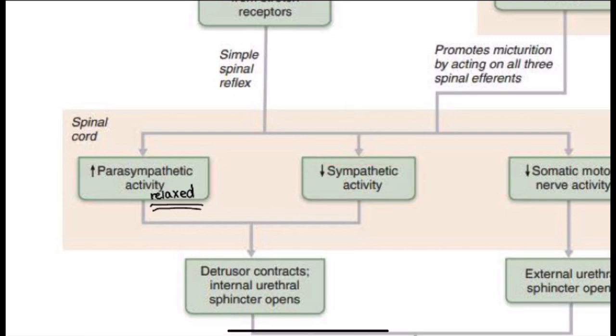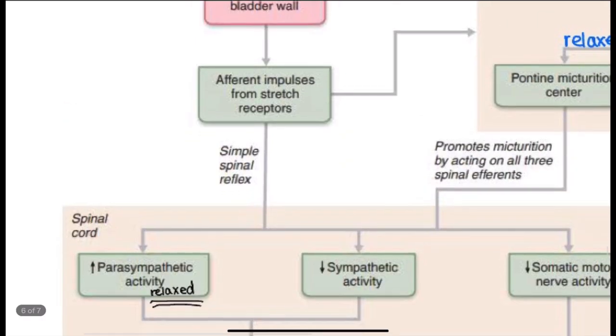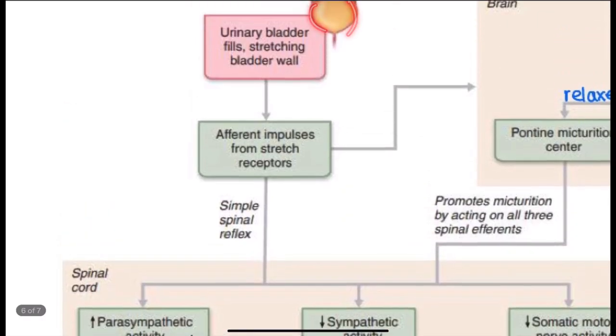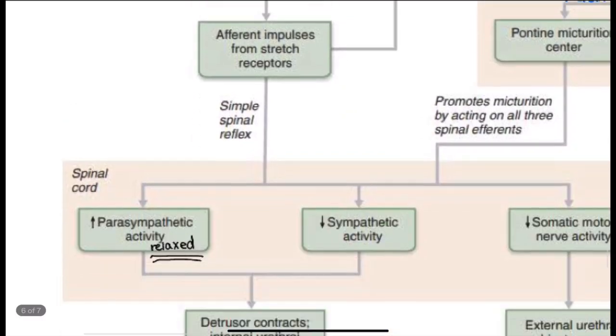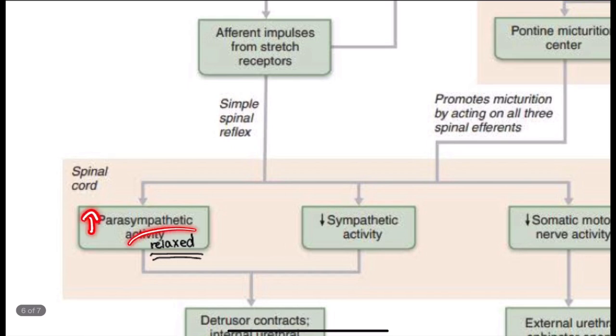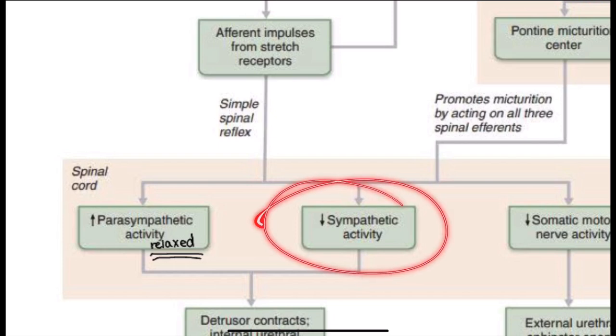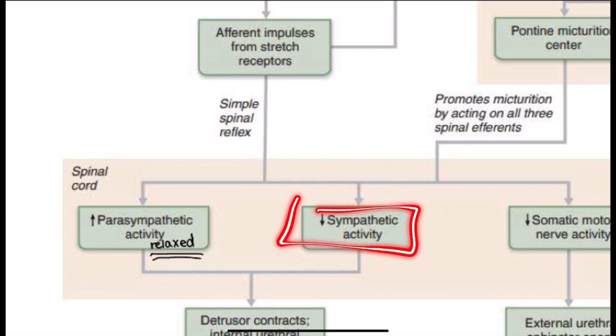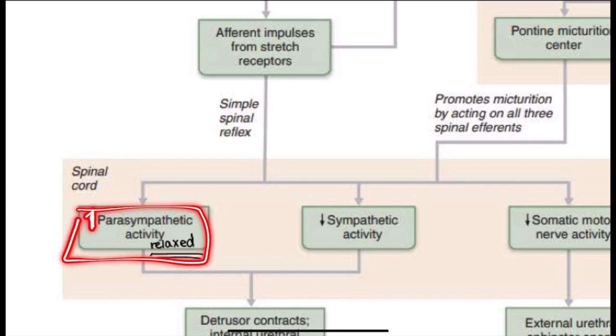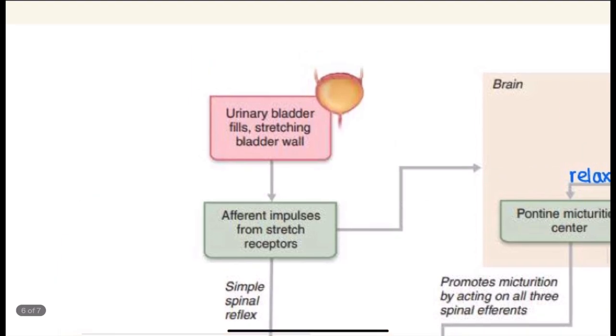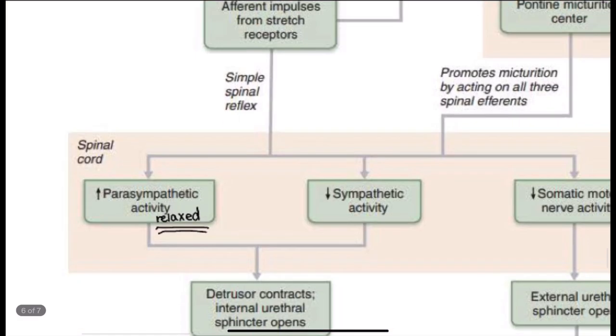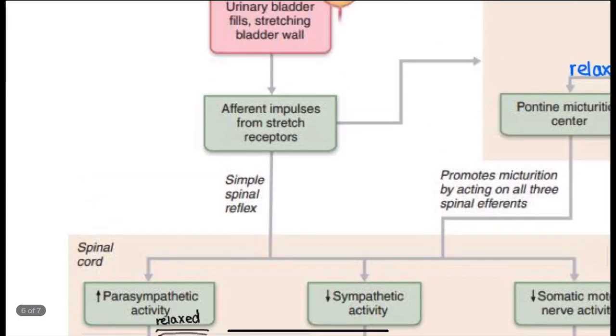Why would the parasympathetic activity increase just because I've stretched the wall of the urinary bladder? Because when you have an increase in the parasympathetic activity, the person is relaxed, and the urination process occurs when a person is relaxed, right? Not when a person has a high amount of sympathetic activity. This is the fight or flight. So you need the person to be relaxed. You need to increase this in order to release the urine, and we're trying to do everything we can for that to happen.